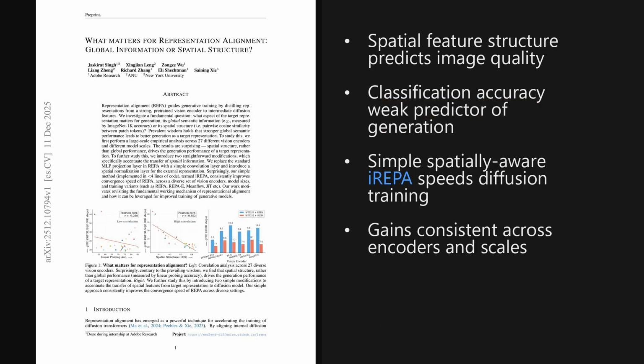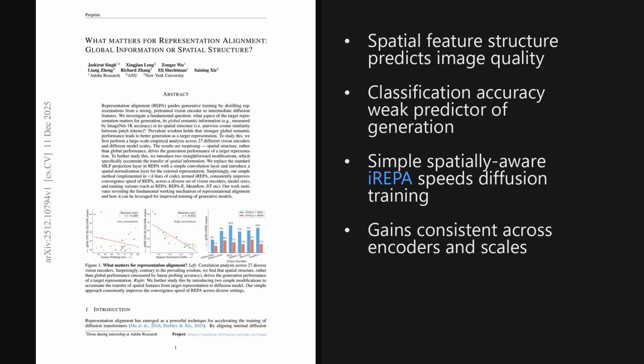I'm Alex. Today we are looking at a paper trending on X, published on December 11th, 2025, about 5 days ago. It shows that for representation alignment in diffusion transformers, spatial structure in the encoder features, not global classification accuracy, is what really drives image generation quality, with spatial metrics reaching correlations above 0.85 with generation performance.